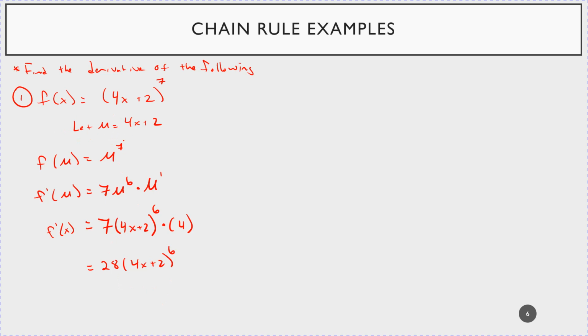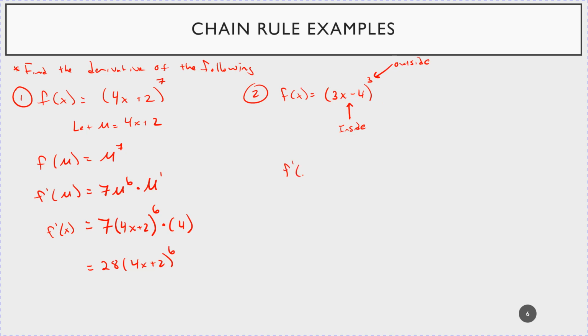Sometimes doing this change of variable is a little confusing, so let me show you this one right here. Let's find the derivative of f of x equals (3x minus 4) to the 3rd power. Look at what's inside the parentheses. This is inside, and the exponent is the outside part.